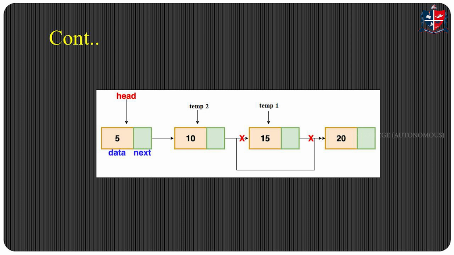So this is temp1 and temp2, and I want to delete temp1. The next step to be performed is that I want to link 10 and 20 together, and only then can I delete 15. So temp2's next is equal to temp1's next, that is, after 10, 20 will come. After performing that step, just delete 15, that is, temp1. These are the steps to be performed for deletion at a specific location.